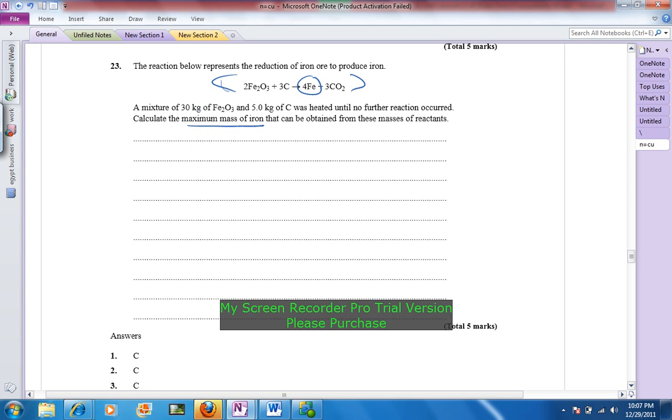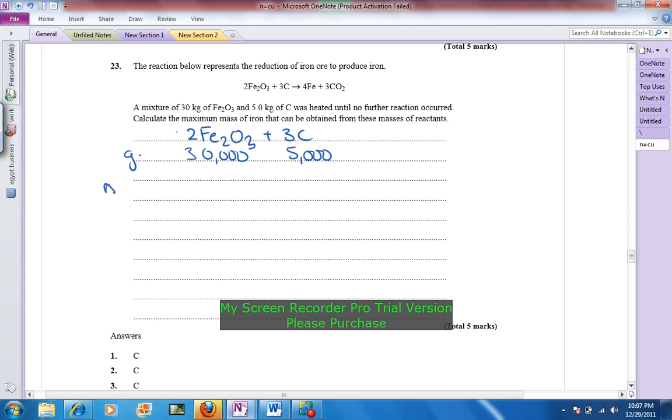Basically, it's telling you 30 kilograms of this, which is 30,000 grams. They actually penalize you if you use kilograms here, so use grams. And 5 kilograms of carbon, which is 5,000 grams. You know what, let me rewrite this neatly, because it's so messy. My writing is not that bad. Look, it's so nice. That's all we need so far. It's 30,000 grams here and 5,000 grams here.